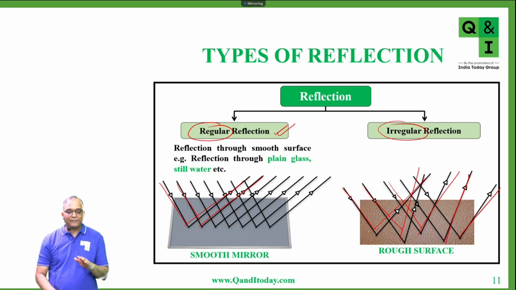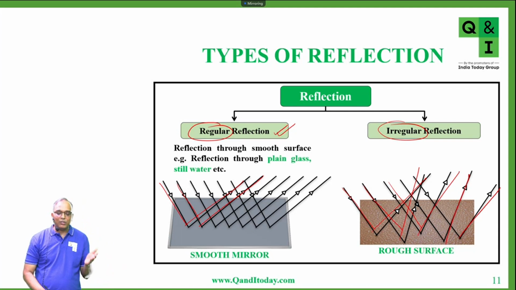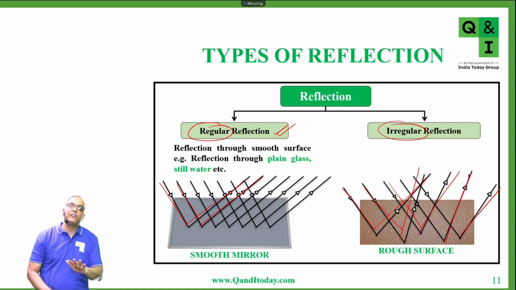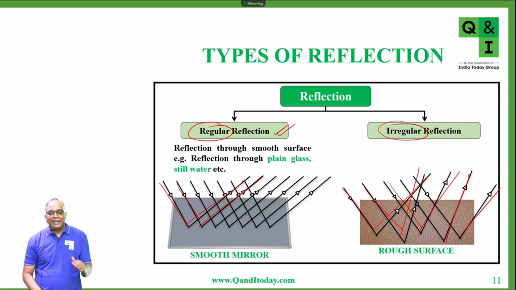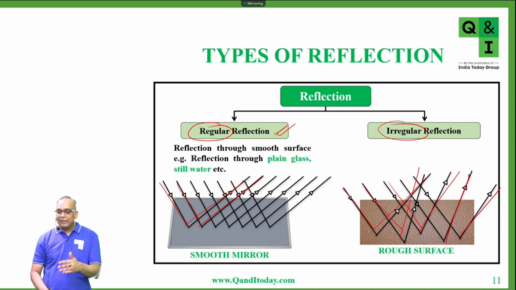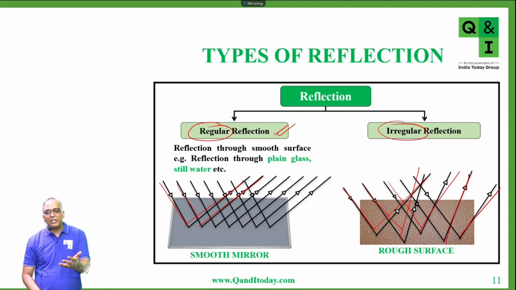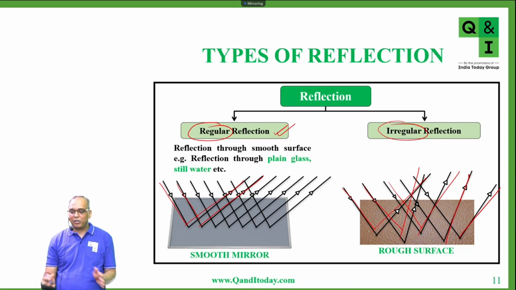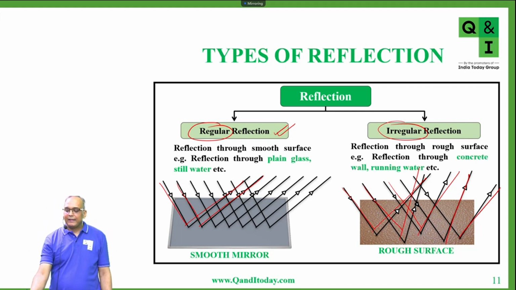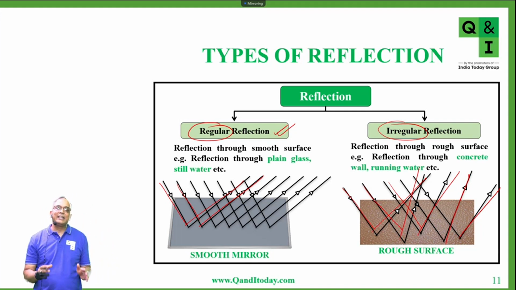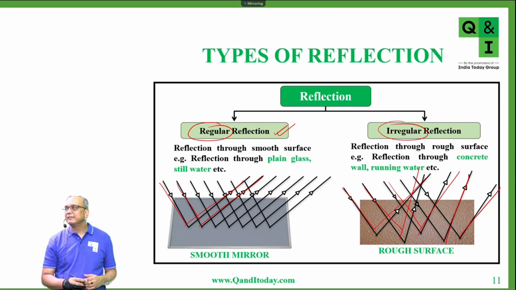Reflection through smooth surfaces is regular reflection. Parallel light rays incident, after reflection, are also parallel. So this is an example of regular reflection. In irregular reflection, the parallel light rays after reflection are not parallel. They are in different directions. So that is an example of irregular reflection. Is it clear? Regular reflection and irregular reflection. Is it clear to students?